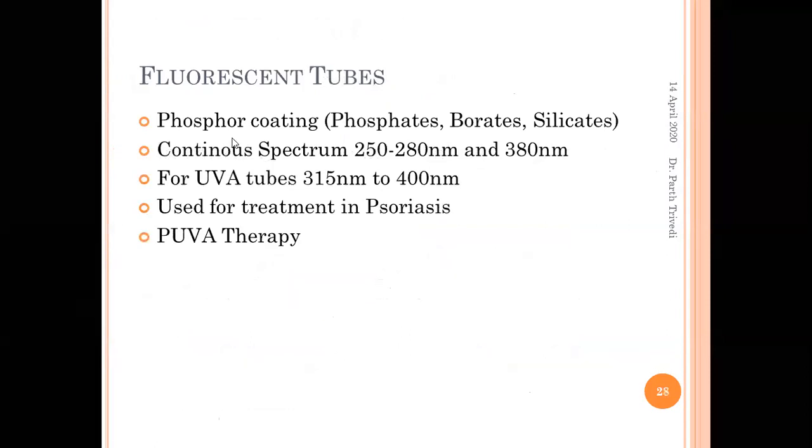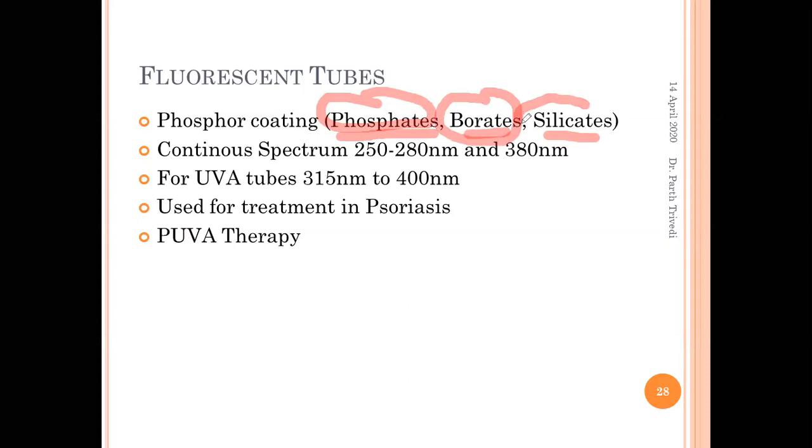They are basically having phosphor coating. किसका coating होता है? Phosphor का coating होता है. Understood? Clear? So they are having a coating of phosphor. This phosphor coating is nothing but phosphates, borates and silicates. क्या क्या है? Phosphates, borates and silicates. So ये तीन चीजों की वजह से इसका कोटिंग का नाम है phosphorus coating.